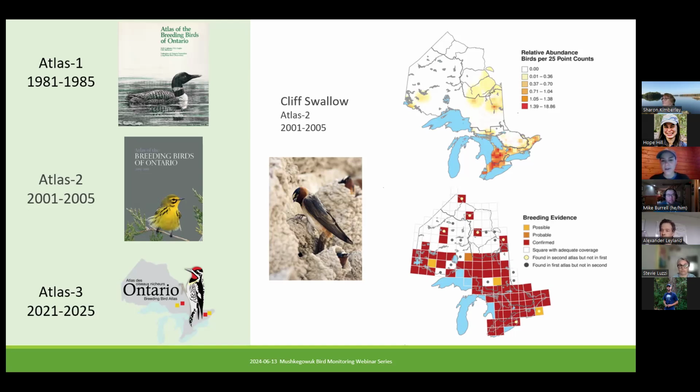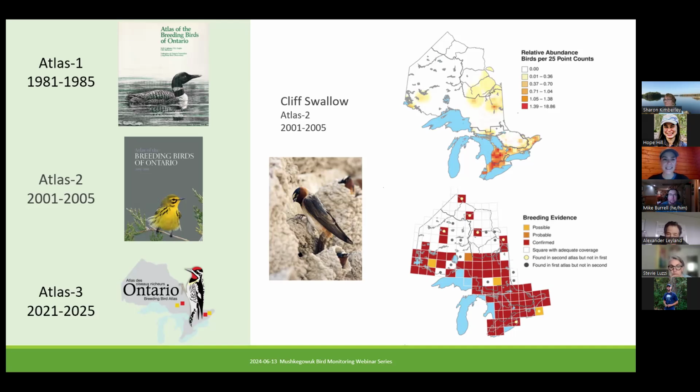So these maps are from Atlas 2, the publication of Atlas 2 in the 2000s. It's showing the distribution map for cliff swallows between Atlas 2 and Atlas 1. So on that bottom map, you can see those black dots are where cliff swallows were found in the first atlas in the 80s and not in the second atlas, so essentially where they had disappeared. And then the yellow dots are where they were found in Atlas 2, but not Atlas 1, so where they were just found for the first time. So we can make these sorts of comparisons between atlases, and this is the sort of thing that we're planning on doing for Atlas 3 as well.